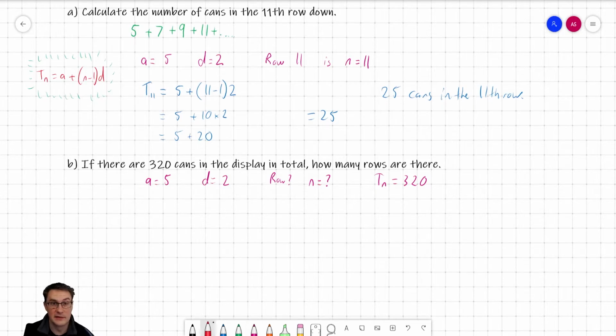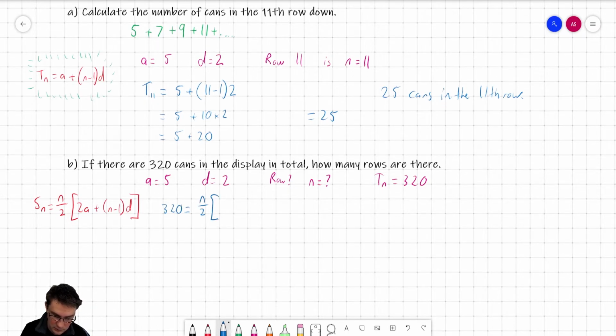Since we're now finding the sum of all cans, we have to use a slightly different formula. This is S of n is equal to n over 2, bracket 2a plus n minus 1 d. This formula will help us find the sum of all of these cans, which we already know is 320. As we substitute in, we get 320 equals n over 2, bracket 2 times 5 plus bracket n minus 1 times 2, and close the brackets all together.